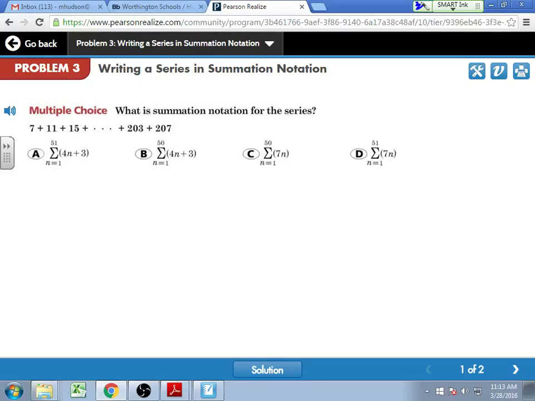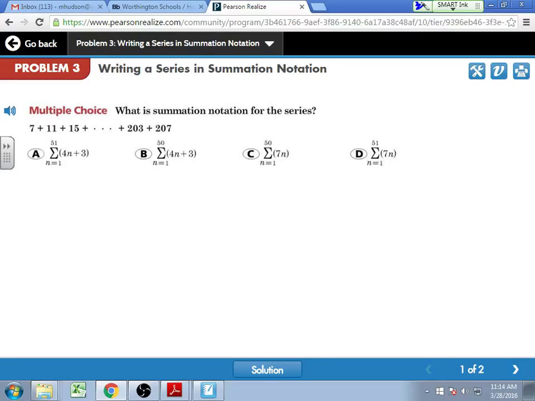What do you think in the parentheses is? The difference and your starting. Yeah, how I write out that series. So when I look at this series, would it be 7n? Would it be 4n plus 3? And then I'm going to have to figure out how many terms there are.